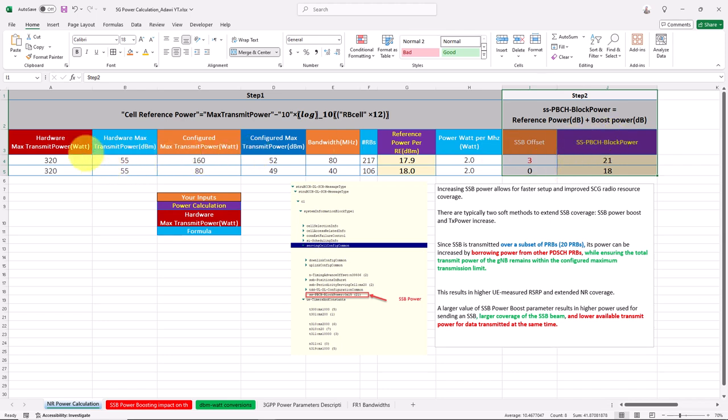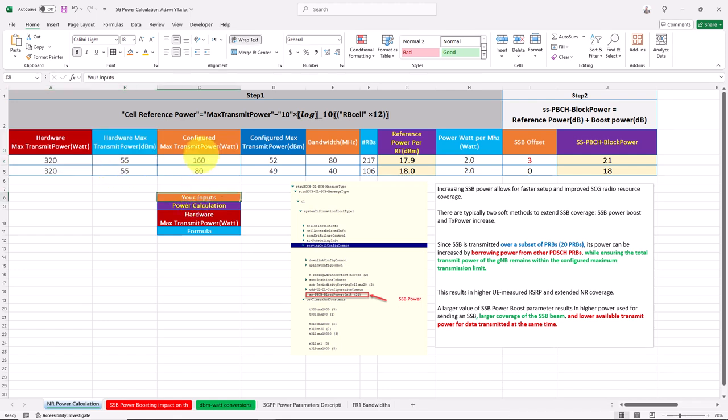As I mentioned, the first part you need to consider is your current hardware. This should be a fixed value. Assuming my current hardware is 320 watt, and I will be uploading this sheet to the video description, this is equivalent to 55 dBm. This is just a conversion from watt to dBm, because some vendors require you to give the configured power in dBm, while others may use watt. So now this is your current hardware capability.